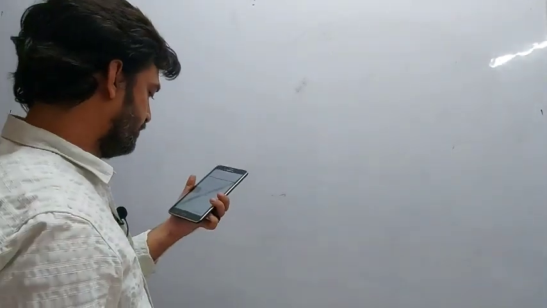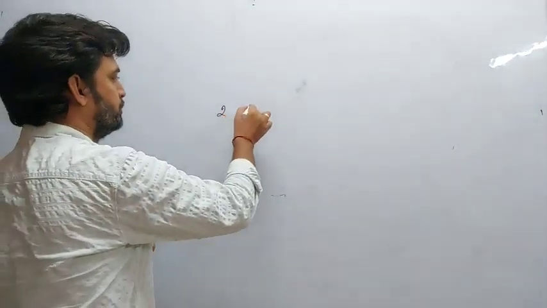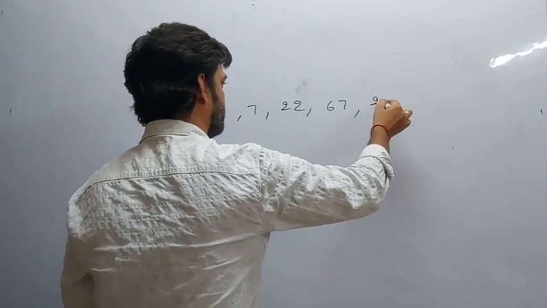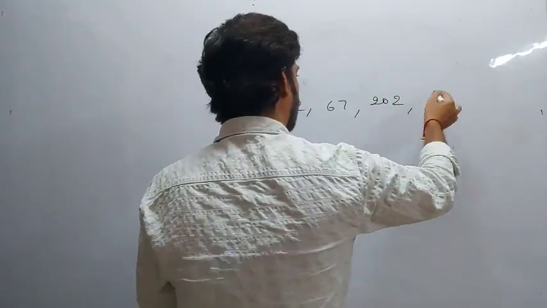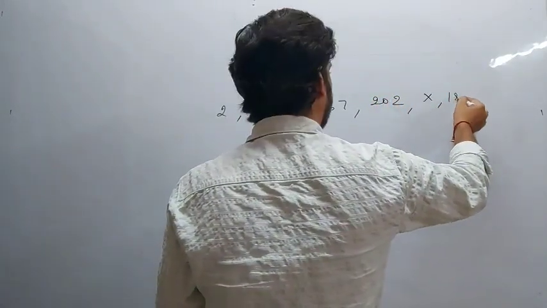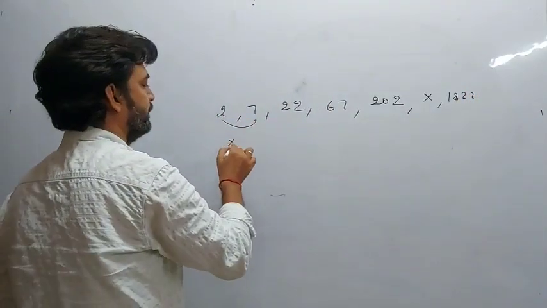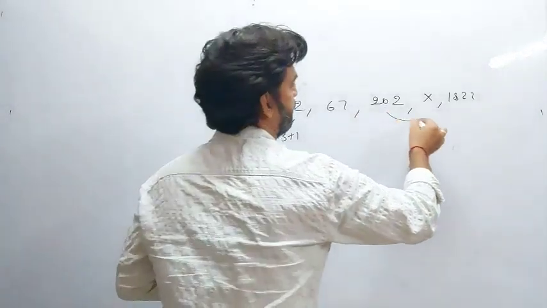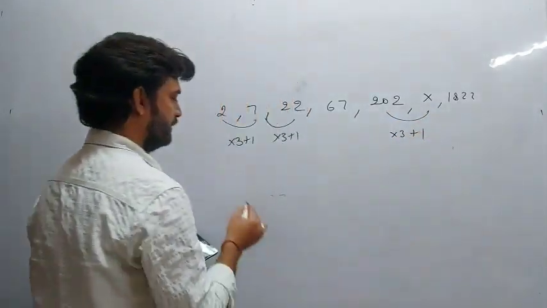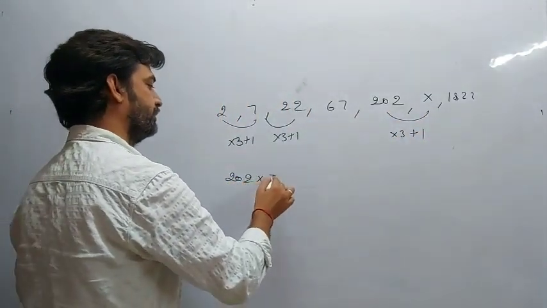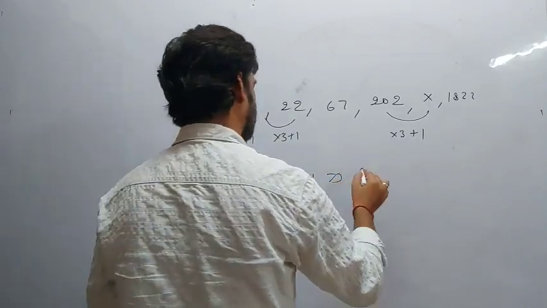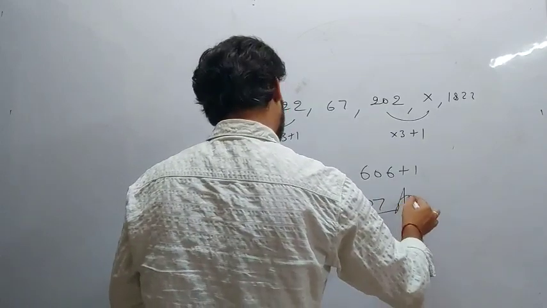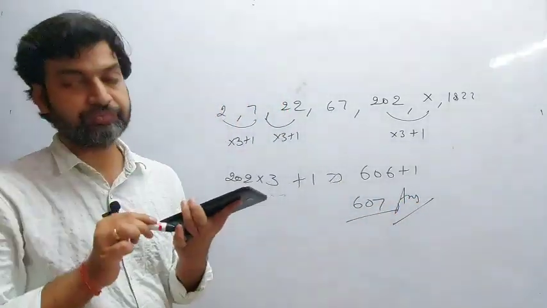Now coming, what is the value of x in the sequence? 2, 7, 22, 67, 202, x and 1822. This is into 3 plus 1. Into 3 plus 1. So the answer will come from 202 into 3 plus 1. This is equal to 606 plus 1, which is 607. And that's your answer. Clear?